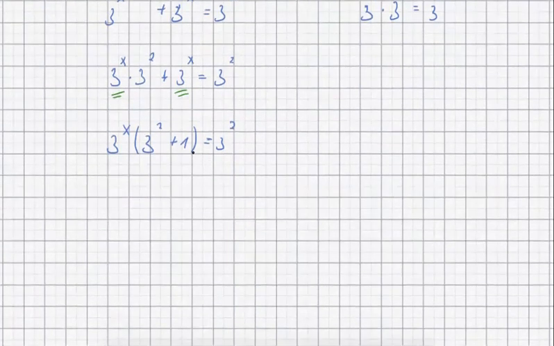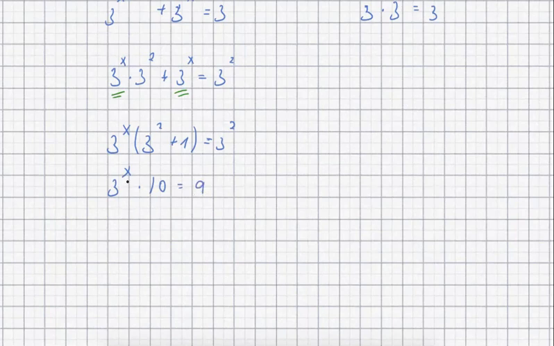And now we can see that actually you have 3^x times 10, because 3 to the power of 2 is 9, plus 1 is 10, and it equals 9.